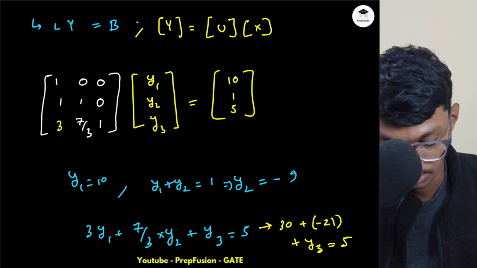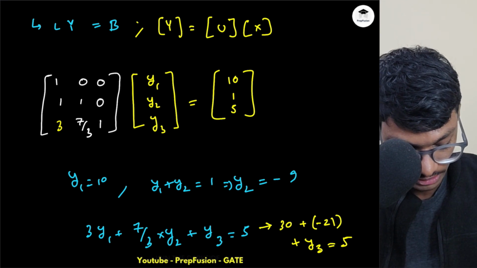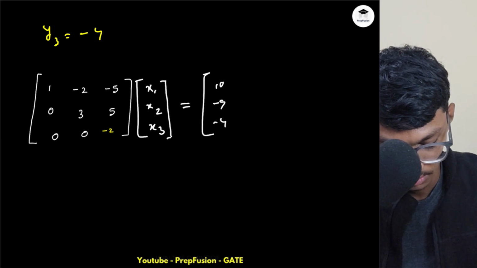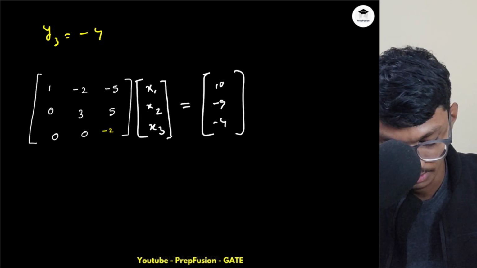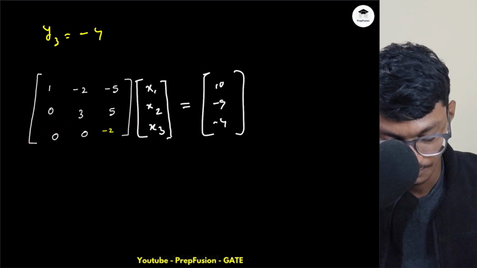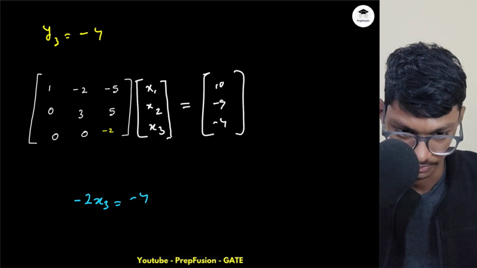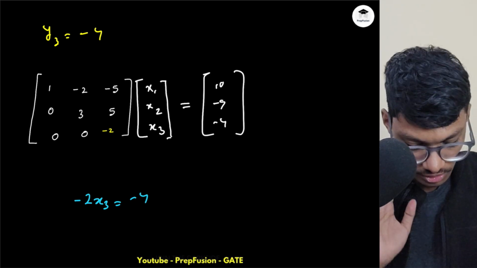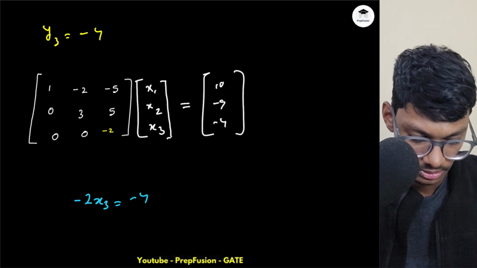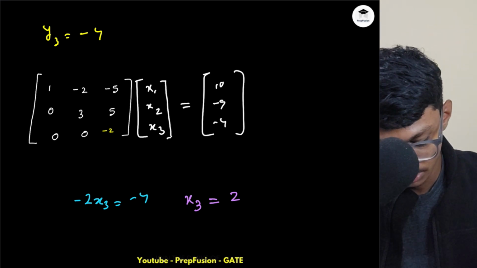This is 10, minus 9 and minus 4, right? So 10, minus 9 and minus 4. Again, the simple thing. We'll start off from the last row this time. If you start off from the last row, this is minus 2x3 equals minus 4. So minus 2x3 equals minus 4, so my x3 will be simply 2.